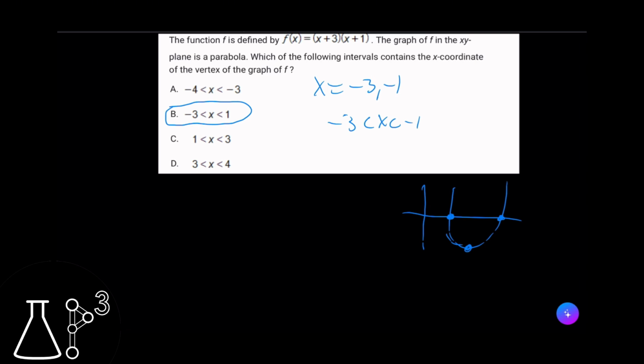So that's an x-intercept. But let's expand the equation. If I expand it, I'm going to get x squared plus 4x plus 3. I'm doing this mentally. And we have to look for the coordinates of the x values. I can figure out if I can factor it, and I can, and I'll find x plus 3 and x plus 1, the same thing. So my answer is B.